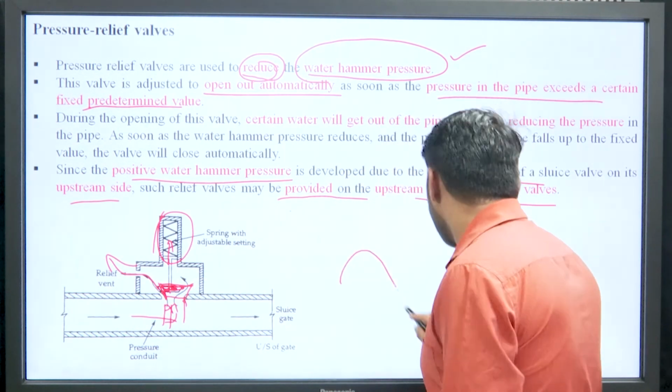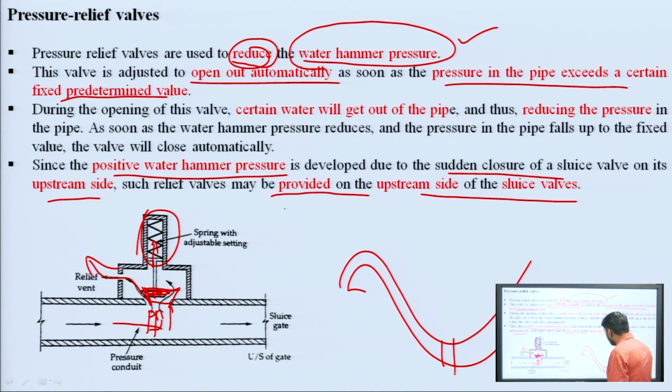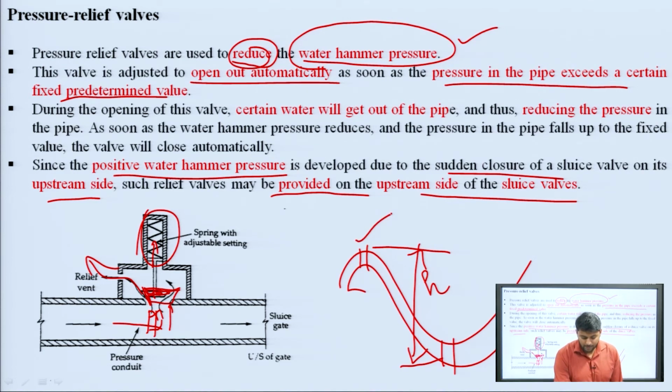If we provide this valve at the bottommost point, what will happen? There will be more pressure because of that head. This head is going to contribute more pressure on that particular valve. That is why we provide it again at the summit points.